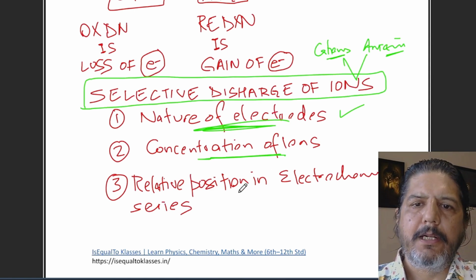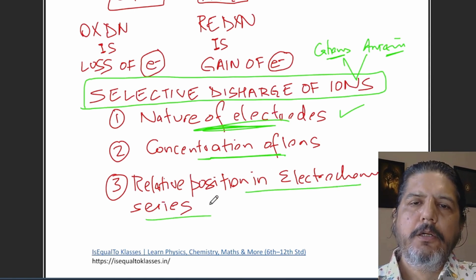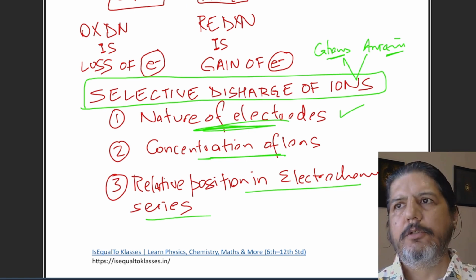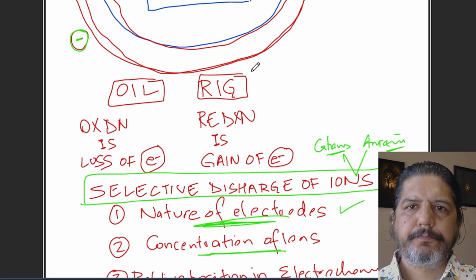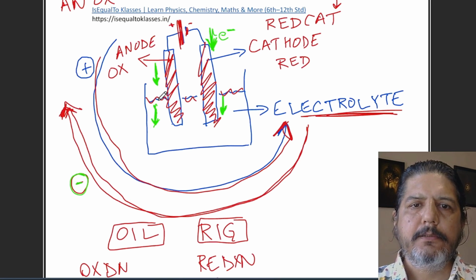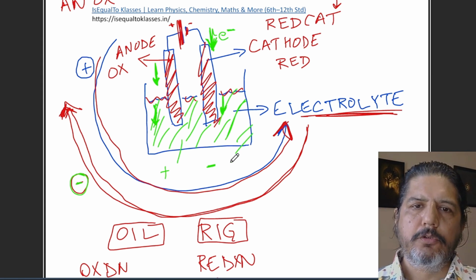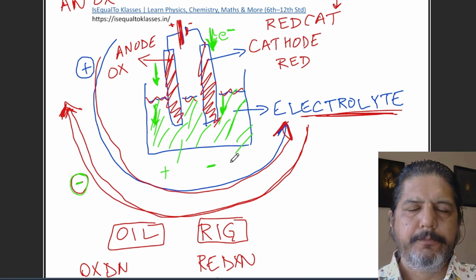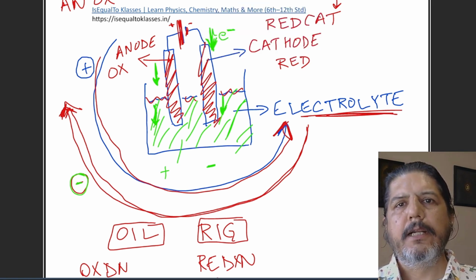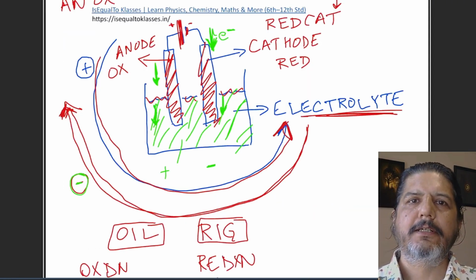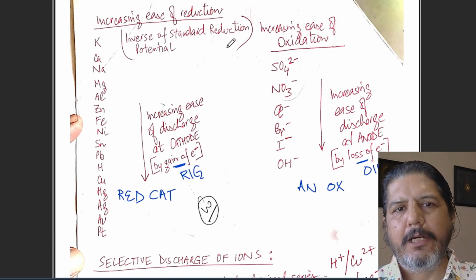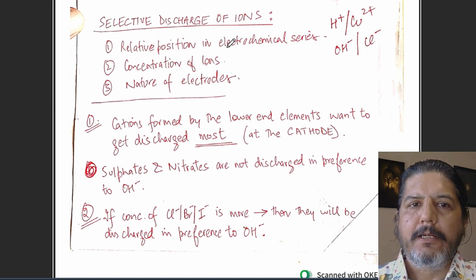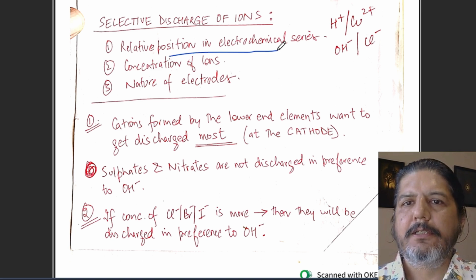The third thing would be relative position in the electrochemical series. So what this implies is that in the electrolyte, you will have positive ions, you will have negative ions. So there will be a competition to get discharged. In anions, which one will get discharged? In cations, which one will get discharged? That also depends upon the relative position in the electrochemical series.